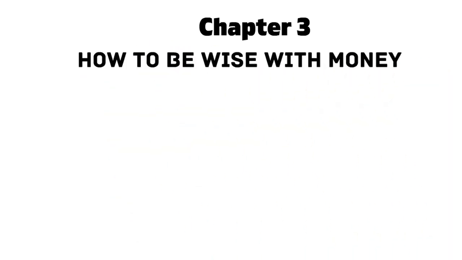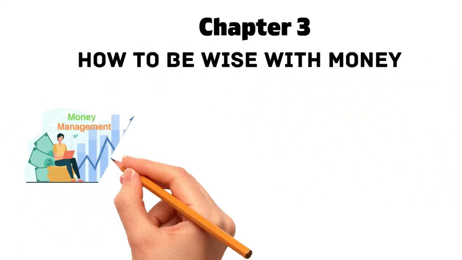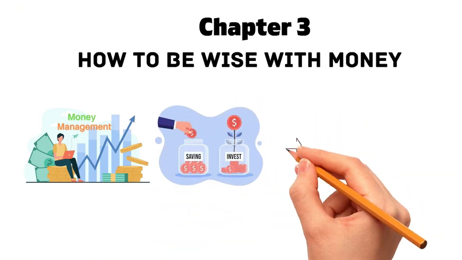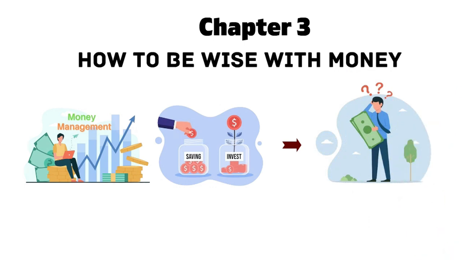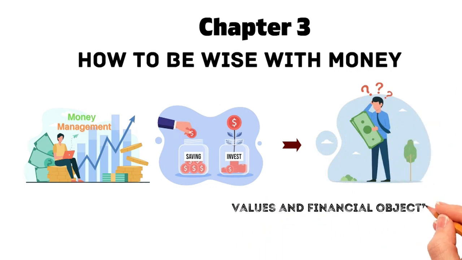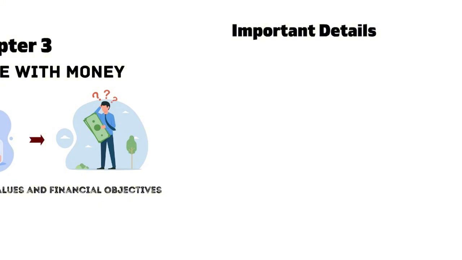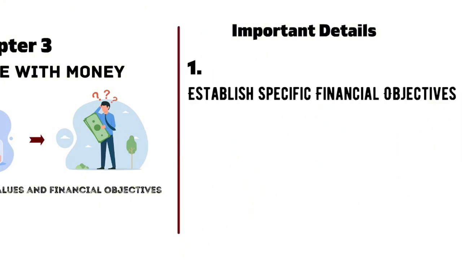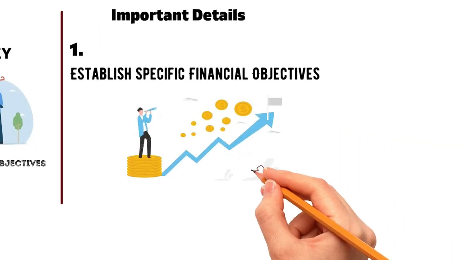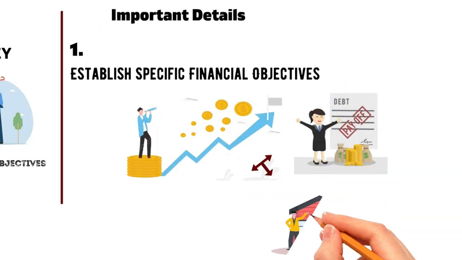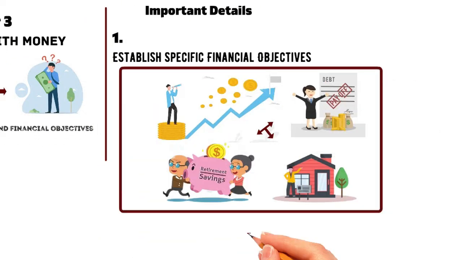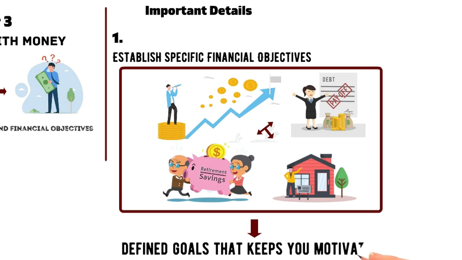Chapter 3's title is How to Be Wise with Money. It focuses on doable methods for prudent money management. It's not only about investing or saving, it's also about making wise choices that complement your values and financial objectives. Here are several strategies we ought to understand. First, establish specific financial objectives. Identify your financial goals, such as debt repayment, property ownership, or retirement savings. Your financial decisions are guided by well-defined goals that also keep you motivated.